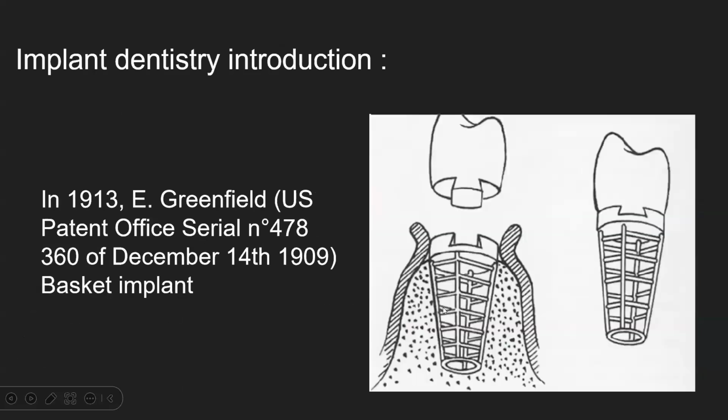Greenfield described the first modern-like implant. It was called the basket implant. The implant was made like a basket, and the prosthesis was landed on the implant by friction. There is an implant like this today. It's not the same design, of course, but the Bicon implants still have a prosthesis that goes on the fixture with friction only.